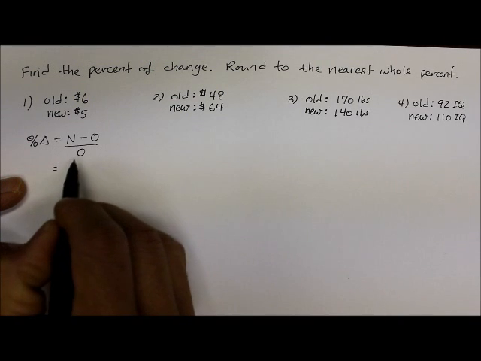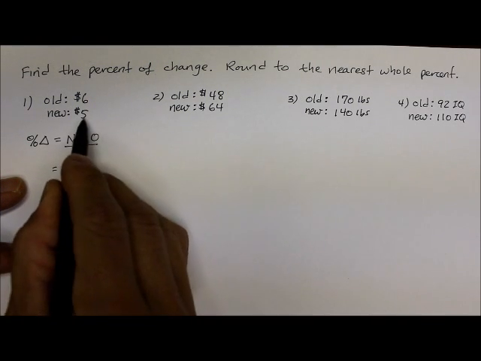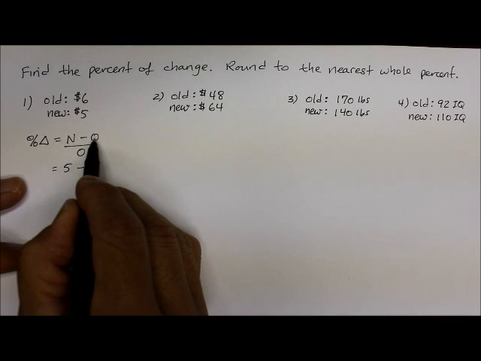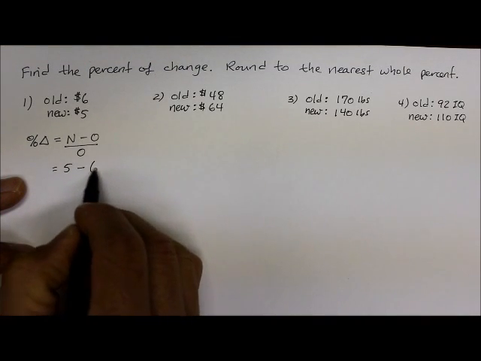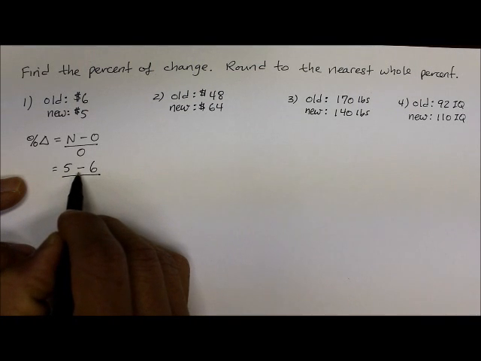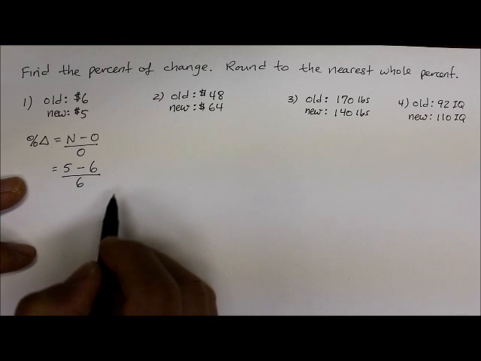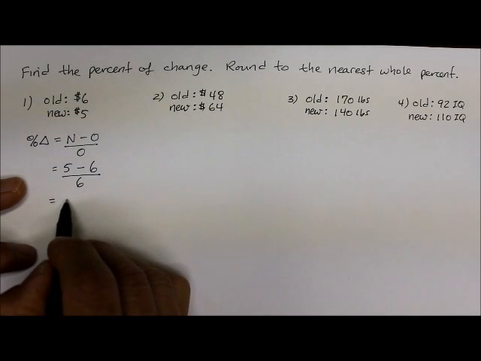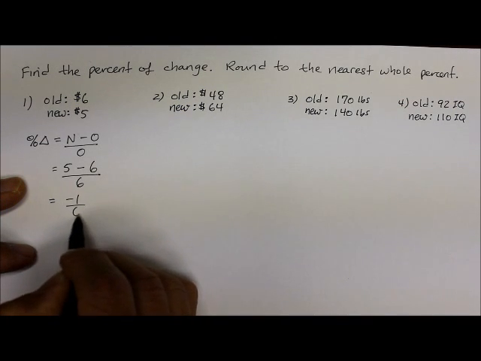So what does this look like? The new price is $5 minus what the old price used to be, which was $6. Now you know you're going to end up with a negative number, and negative in a financial world means a decrease. And that negative number is divided by the old amount, which was $6 again. So in this case, you get 5 minus 6, which is negative 1 over 6.